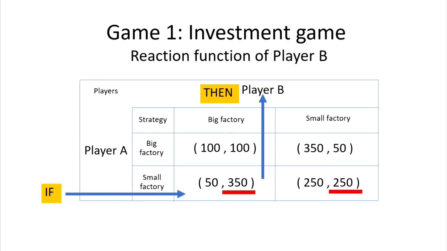Another reaction function: if player A builds a small factory, you have to compare between 350 and 250 for player B. Which one is better? You see that 350 is better. You are right. Then if player A builds a small factory, then player B builds a big factory. Here is very crucial for the answers of the game.